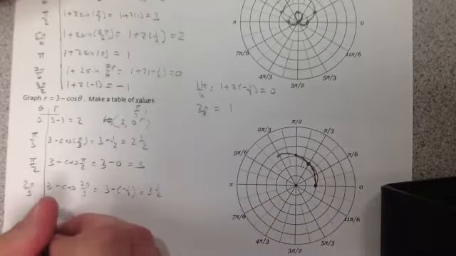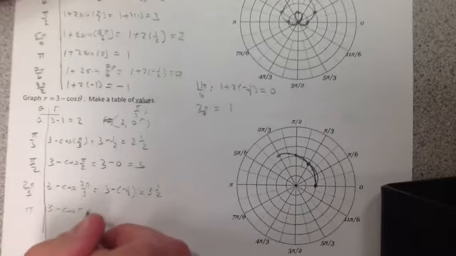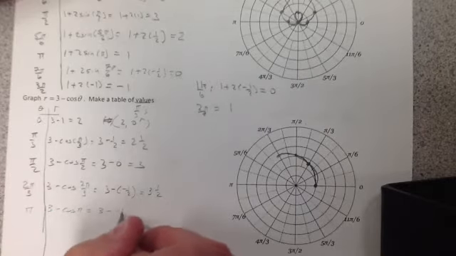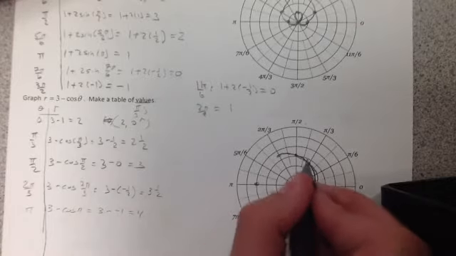Okay? Pick pi. 3 minus the cosine of pi. Well, cosine of pi is just negative 1. 3 minus the negative 1 is 4. So at pi, I go out 4. 1, 2, 3, 4.